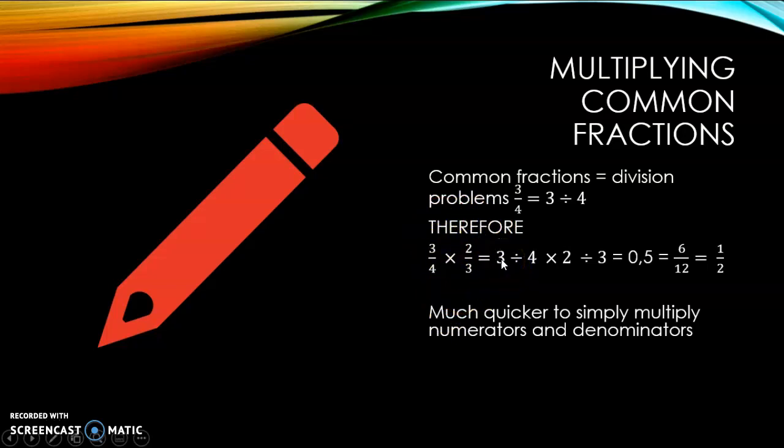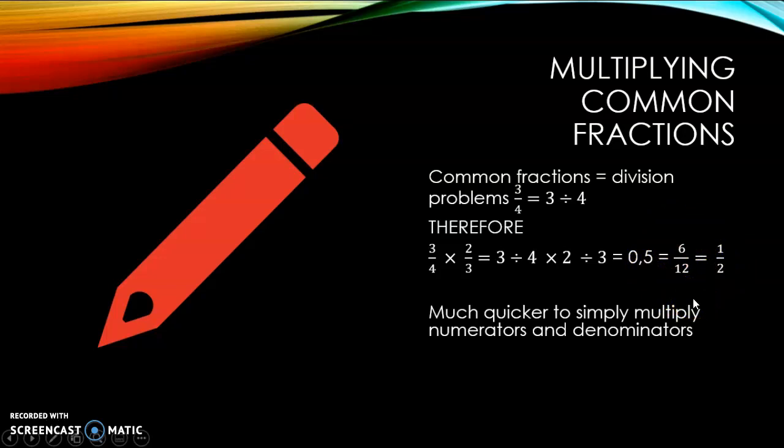If you look at 3/4 times 2/3, it can be written as 3 divided by 4 multiplied by 2 divided by 3. Now, if you press that into your calculators, your answer will be 0,5. And as we know, 0,5 is a half, or 6/12.